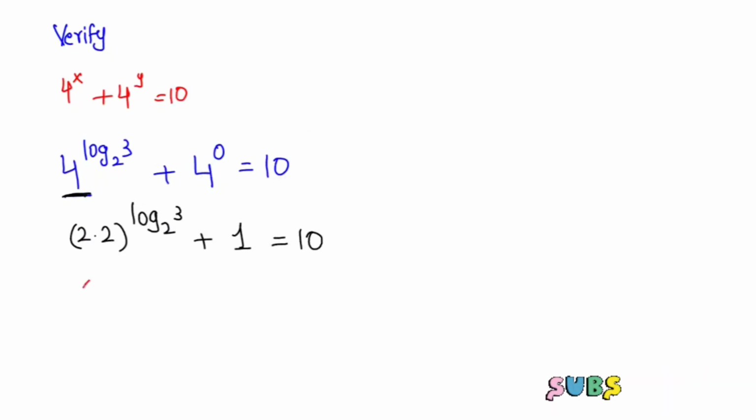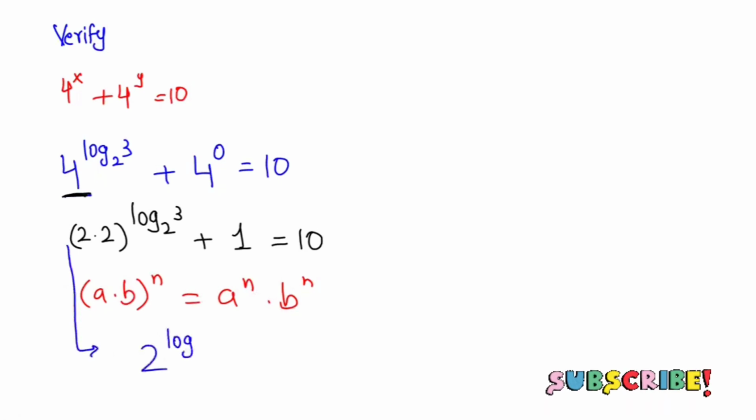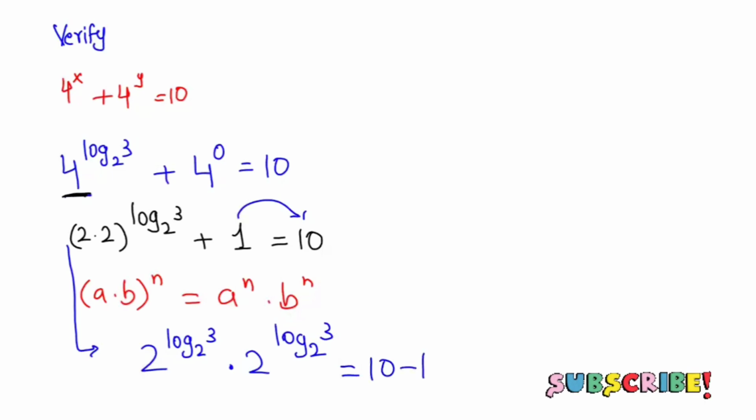Now we have the exponential rule: (a times b) whole to the power of n can be written as a to the power of n times b to the power of n. So this will turn to 2 to the power of log base 2 of 3 times 2 to the power of log base 2 of 3, and this equals 10. This 1 I'm going to take to the right hand side, so it will turn to negative.